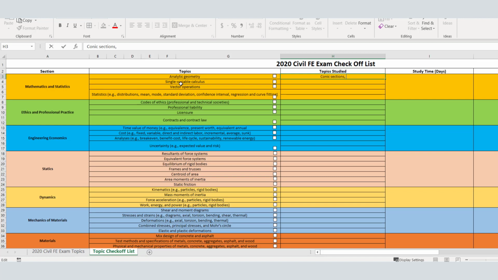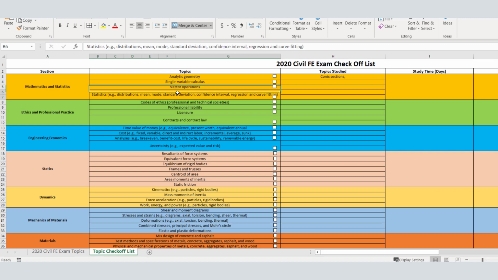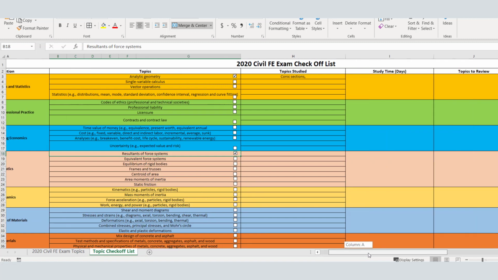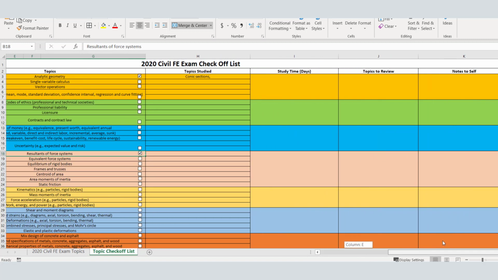And you can do the same for calculus, vector operations, and for statistics. So you just write the topics that you studied and thoroughly covered. Then after you do that, you just check this off and proceed downwards by looking at each section. So for statics, you can cover resultant force systems, check it off, and proceed. But make sure to cover it thoroughly and study as much as possible and do as many examples as you can.